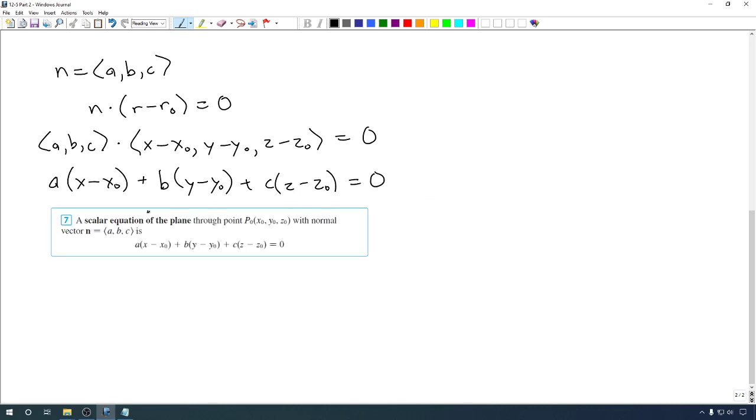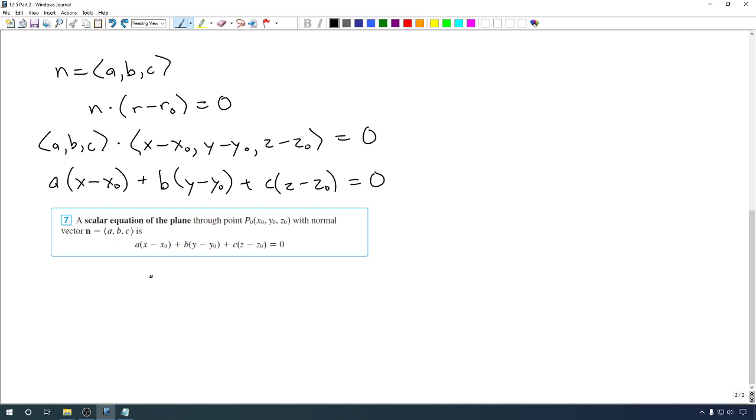And you can say this is the scalar equation of the plane through that point with that particular normal vector. So you can already kind of see exactly where the equation that I had before comes into play. The coefficient of x here is just going to be a, coefficient of y here is going to be b, and the coefficient of z here is going to be c. All the other terms are just going to be constant terms.